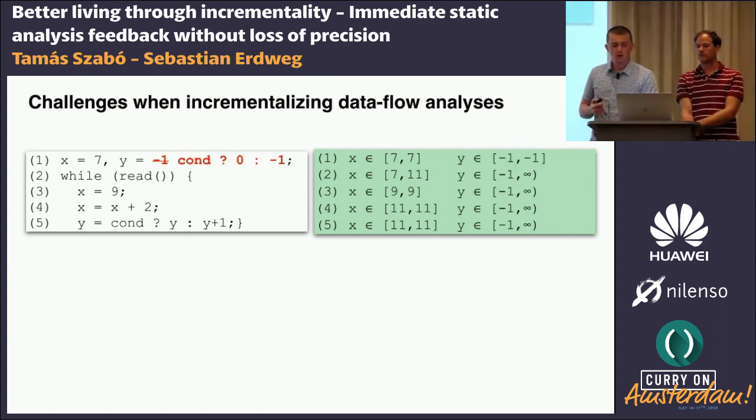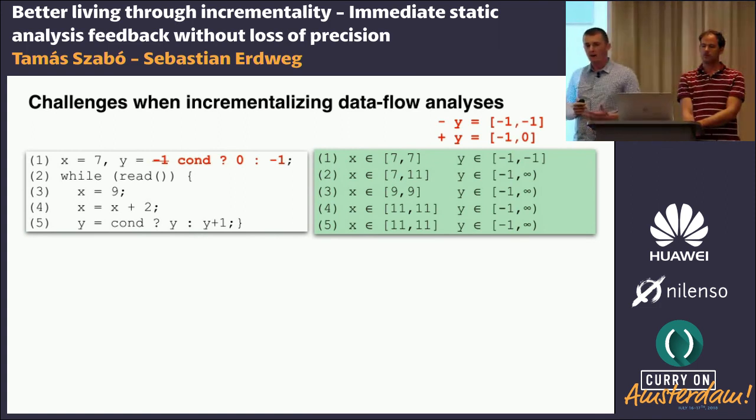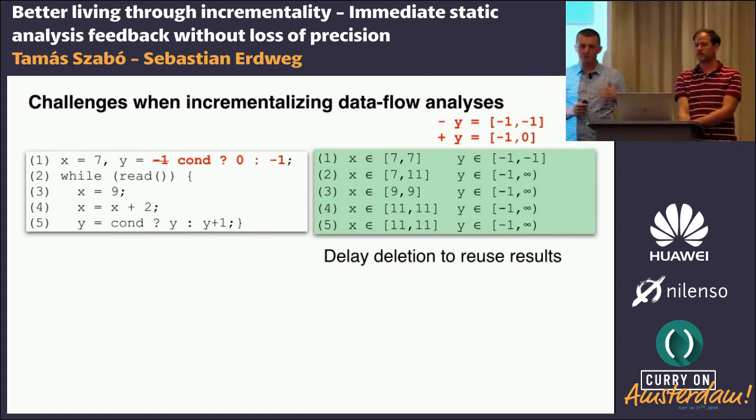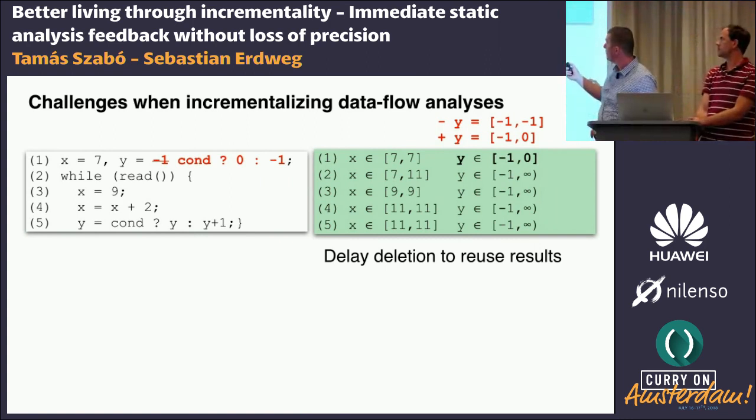Now let's take a look at another example where we delete the -1 and insert a ternary expression. In response to that, -1 gets deleted and -1, 0 gets inserted. This is now a bit trickier because the lower bound is shared and somehow we want to reuse the previous analysis result. Instead of just blindly propagating the deletion of -1, -1, we actually want to reuse the previous result. And this way, you can see here that only the statement 1, the interval there changes, but the rest remains the same.